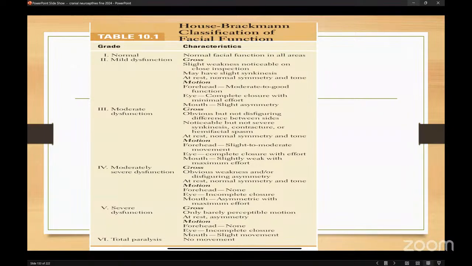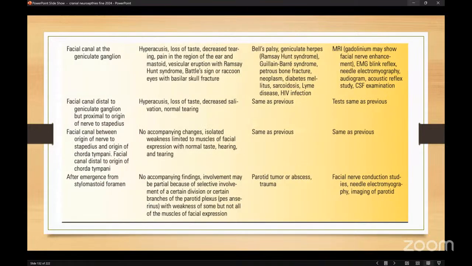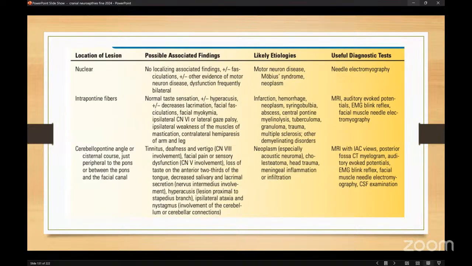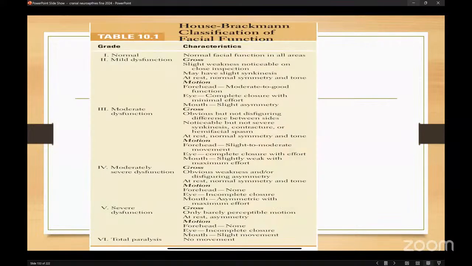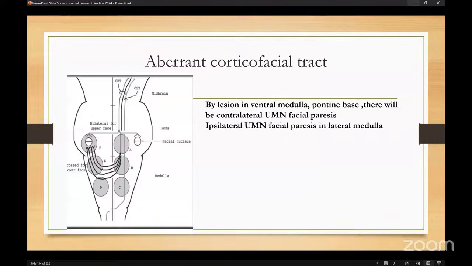Brackmann staging. People should know that when there is a facial paralysis, one should always check the taste sensation. You should check the taste sensation as well, especially of the anterior two-thirds of the tongue. So all the structures will have loss of taste sensation except where the lesion is coming from the area beyond where the chorda tympani branch is given, that is from the stylomastoid foramen onwards. If you have such a facial paralysis, the taste sensation may be preserved. Okay, then I just wanted to touch upon this topic, that is aberrant corticofacial tract.